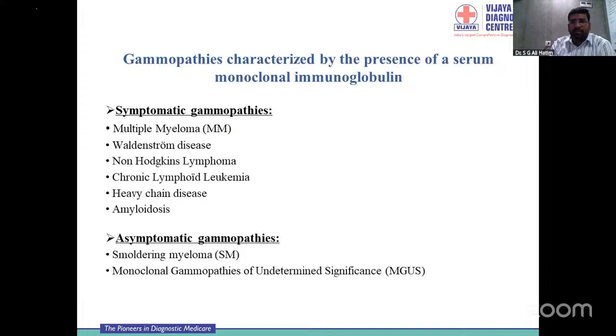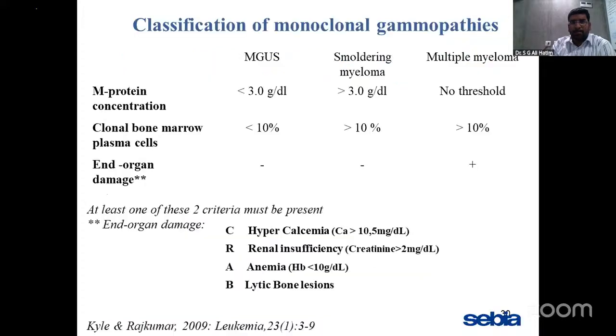So where do we see these monoclonal immunoglobulins increased? Symptomatic and asymptomatic. Symptomatic are multiple myeloma, the most common, and other diseases. The asymptomatic are smoldering myeloma and MGUS, monoclonal gammopathy of undetermined significance. So how do we classify this? Based on the M protein concentration. It will be less than 3 gram per dL in MGUS, more than 3 in smoldering myeloma, and there is no limit in multiple myeloma. It can be more than 3 depending on the severity of disease.